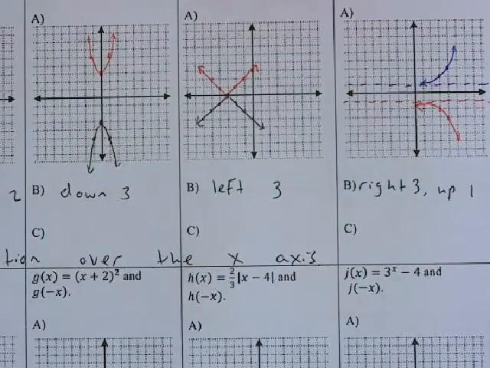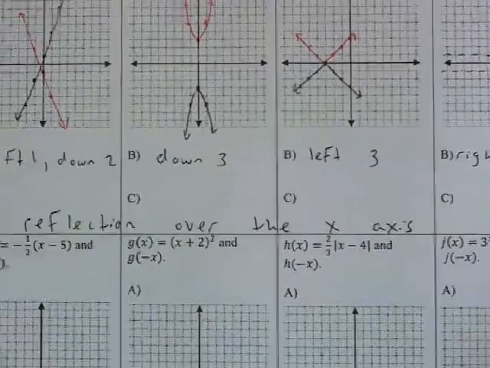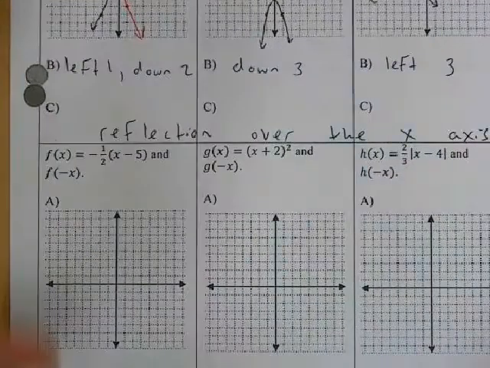That's what happened all 4 times. We don't need to write it 4 different times. Okay, so part C, the answer for 1 through 4, it was a reflection over the x-axis. Okay. All right, moving on.